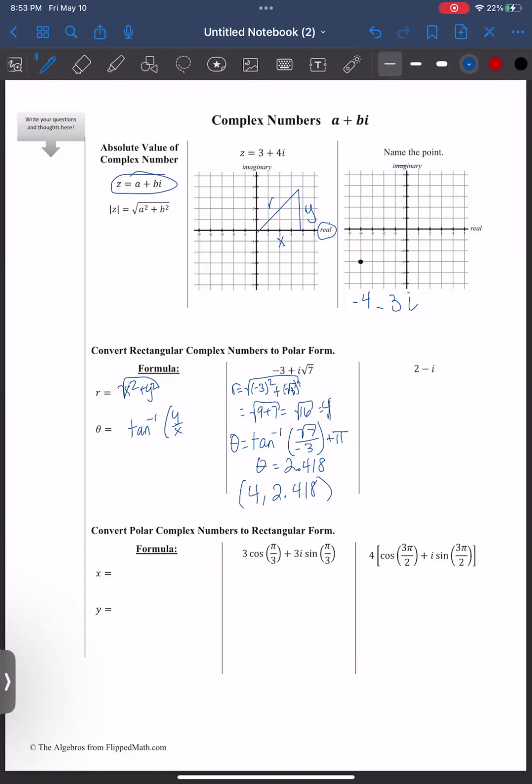With that, I'll let you do the next one. And then to convert polar to complex, my x is going to be the same thing. Oh, and these are polar complex values. So x is still going to be r cosine of theta, and y is still going to be r sine of theta.